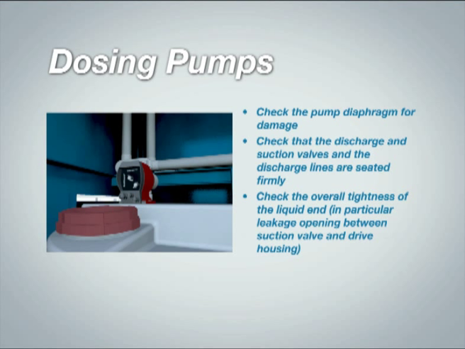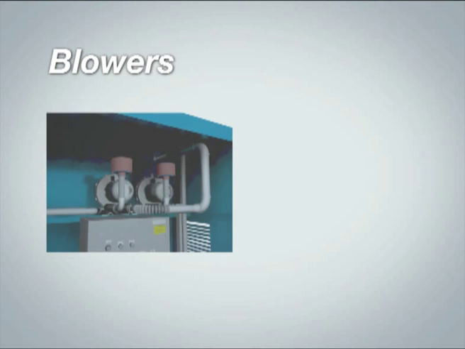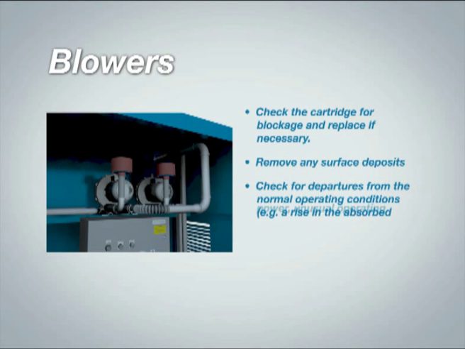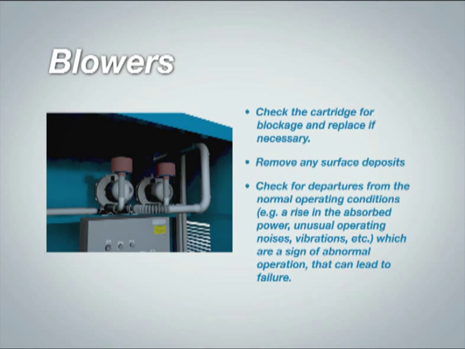Check the overall tightness of the liquid end, in particular leakage opening between suction valve and drive housing. Check liquid end screws are tight. Tightening torque for liquid end screws, 4.5 to 5 Nm. Blowers. Check the cartridge for blockage and replace if necessary. Remove any surface deposits. Check for departures from the normal operating conditions, that is, a rise in the absorbed power, unusual operating noises, vibrations, etc., which are a sign of abnormal operation that can lead to failure.